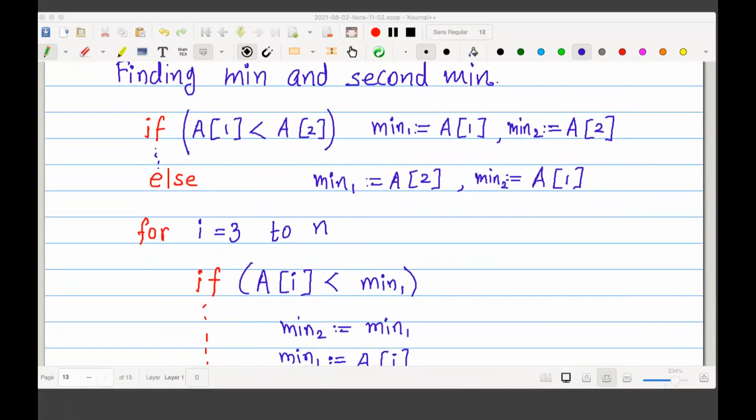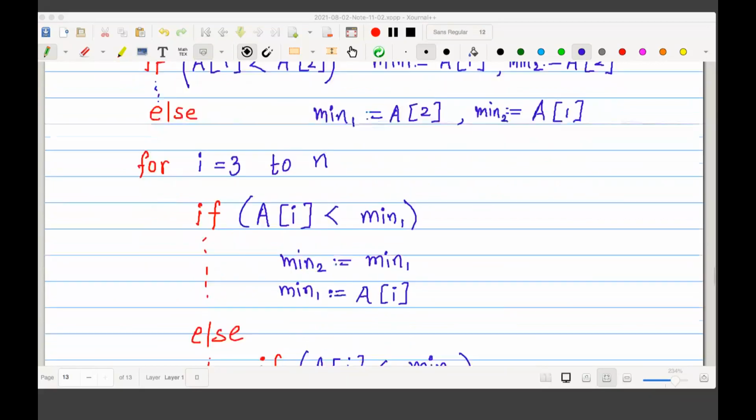So first of all we just compare a1 and a2 and decide whichever is smaller, and depending on that we set up min1 and min2. So min1 and min2 are two variables, and min1 is storing the current minimum and min2 is supposed to store the current second minimum, right?